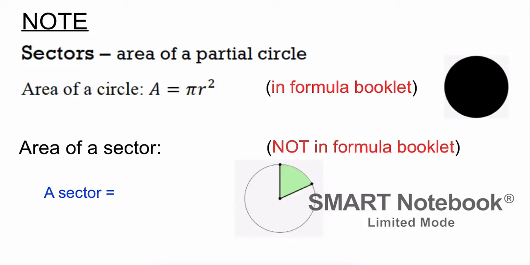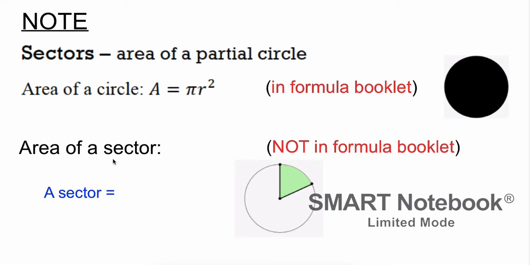Hello students, today we are going to look at sectors, and what it means by sectors is actually area of a partial circle. So for instance, if you have the whole circle like this and the area of this circle, we do have a formula for it. The area is pi times radius squared. So first you will square the radius, whatever the number is, and then you will multiply that by pi, okay? And this formula is actually in your formula booklet, so you do not have to memorize it.